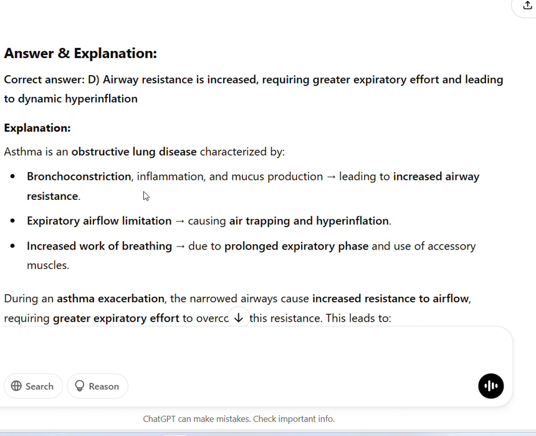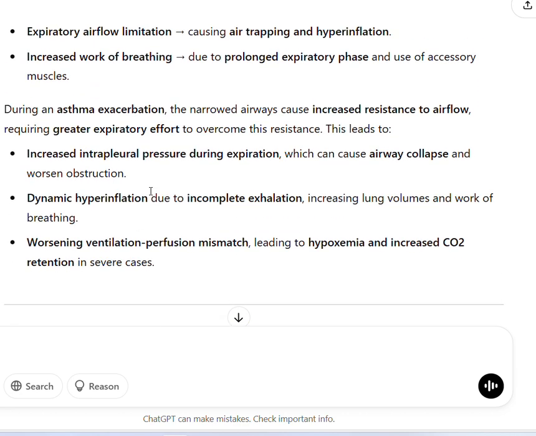During an asthma exacerbation, the narrowed airways cause increased resistance to airflow, requiring greater expiratory effort to overcome this resistance. This leads to increased intrapleural pressure during expiration, which can cause airway collapse and worsen obstruction. Dynamic hyperinflation due to incomplete exhalation increases lung volumes and work of breathing, worsening ventilation-perfusion mismatch, leading to hypoxemia and increased CO2 retention in severe cases.